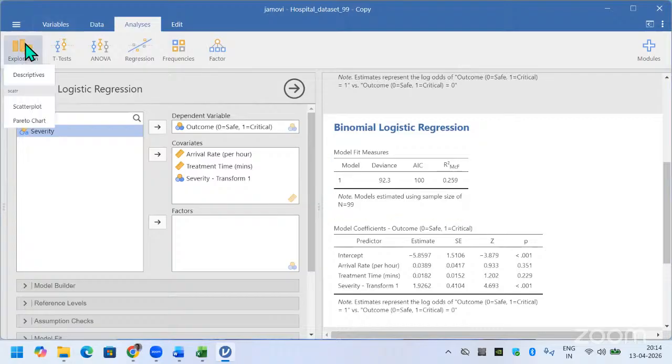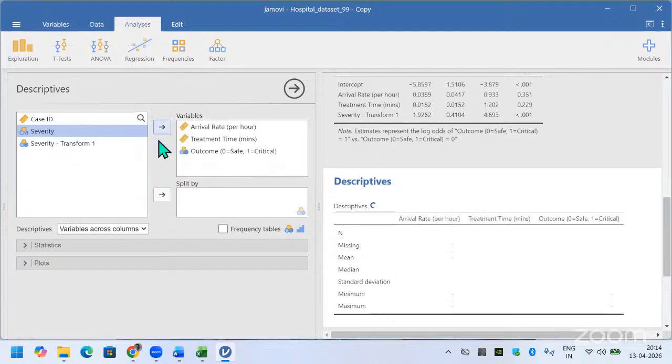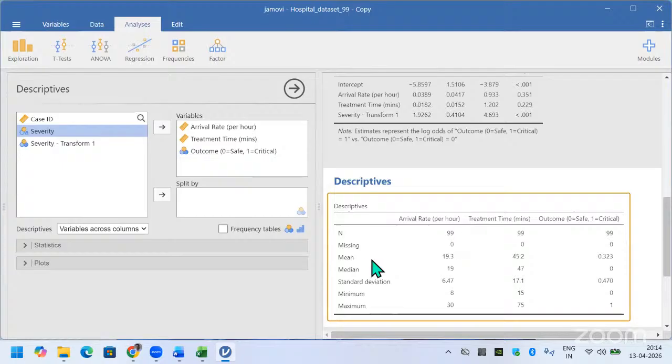Suppose you want to see any descriptives for that. So I'll just show what is descriptive: arrival rate, treatment time, and outcome, this one. You can see how many samples I have taken, 99, missing are 0. The minimum arrival is 8, maximum arrival is 30, mean arrival is 19.3, median is 19, and standard deviation is 6.47.